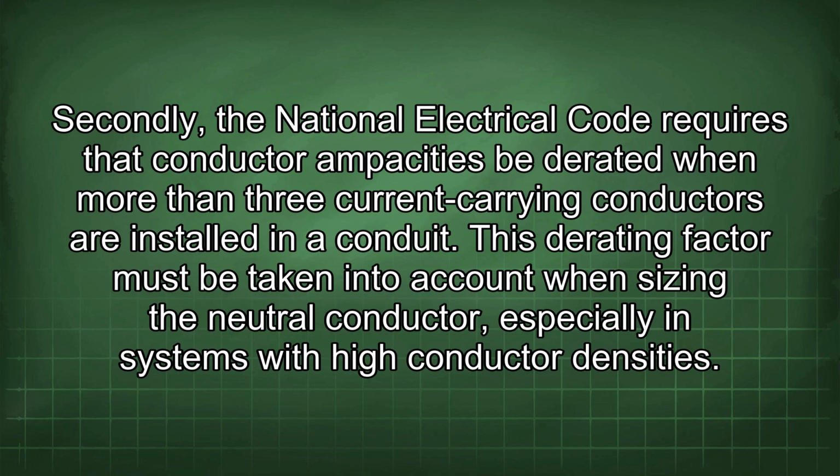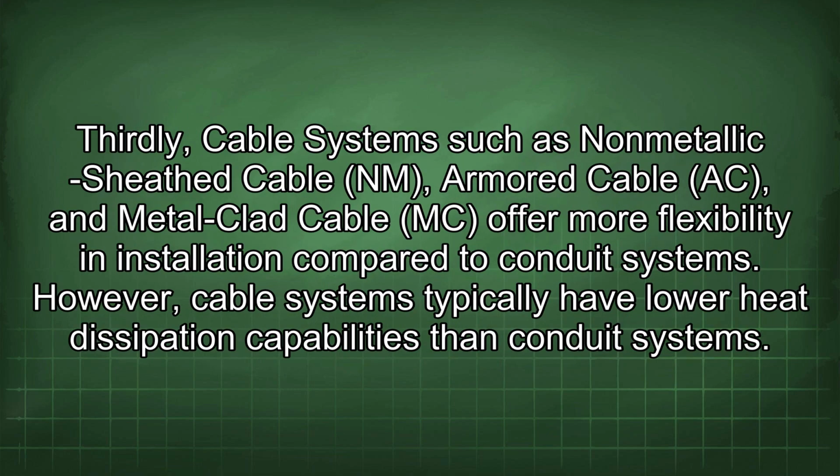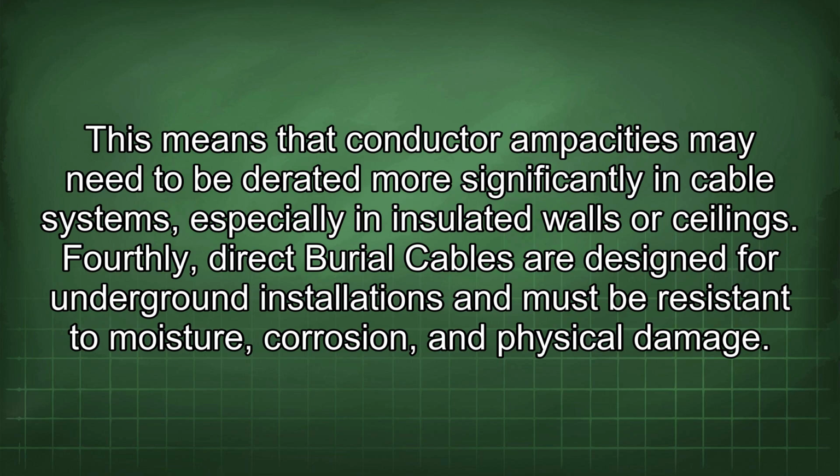conductor densities. Thirdly, cable systems such as non-metallic sheathed cable (NM), armored cable (AC), and metal-clad cable (MC) offer more flexibility in installation compared to conduit systems. However, cable systems typically have lower heat dissipation capabilities than conduit systems. This means that conductor ampacities may need to be derated more significantly in cable systems, especially in insulated walls or ceilings. Fourthly, direct burial cables are designed for underground installations and must be resistant to moisture, corrosion, and physical damage.